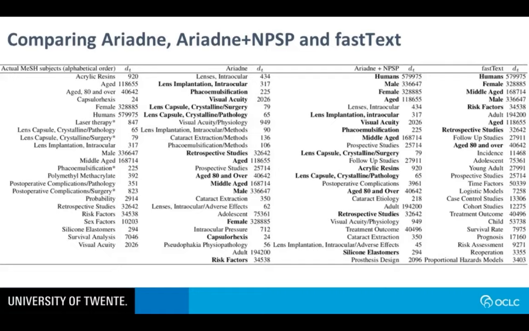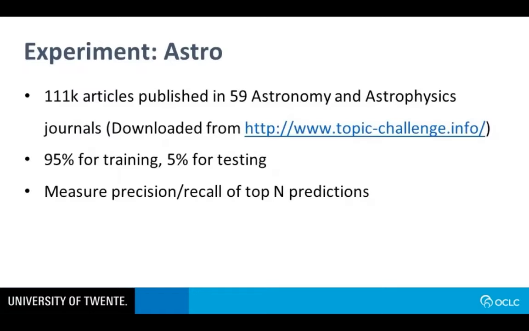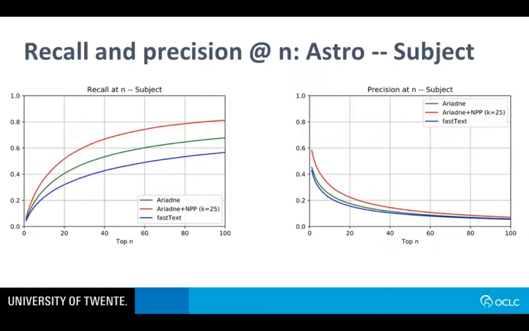That's the exercise with Medline. We also applied it to another completely different data set, which is Astral, which contains 111,000 articles in astronomy and astrophysics. Again, we use 95% for training and 5% for testing. Measurement will be exactly the same, precision and recall at top-n predictions. So here, our method still outperforms the FastText.